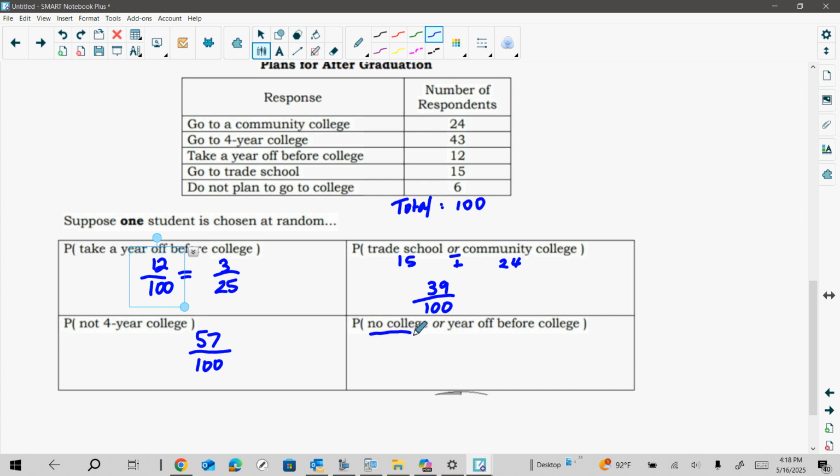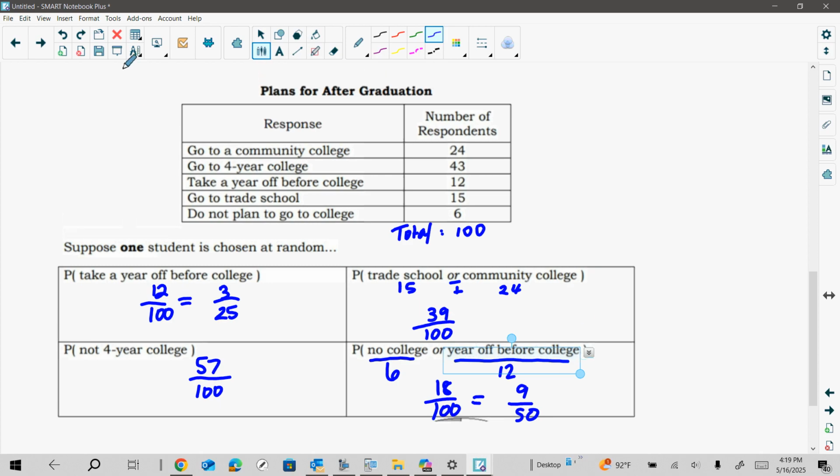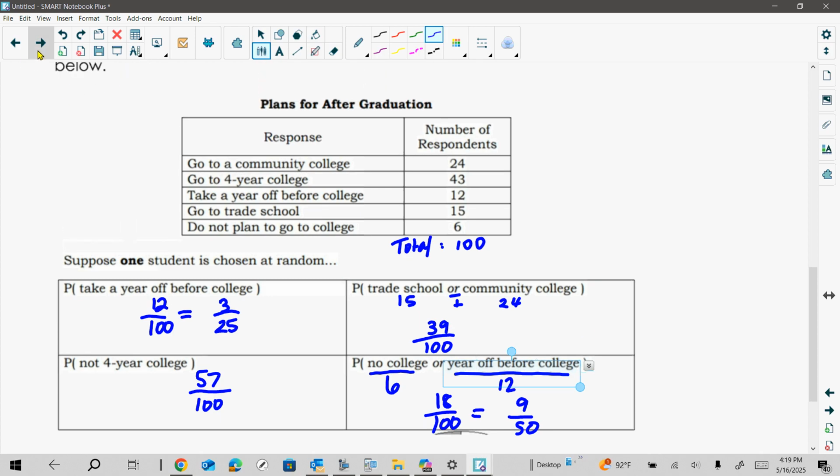Now, no college or a year off. No college would be here, not planning to go to college. So that's the 6 for no college, or a year off. A year off is the 12. So that's a total of 18 out of the 100 who took the survey, and that can reduce to 9 out of 50. Now, I'm going to look at some other possible probabilities.